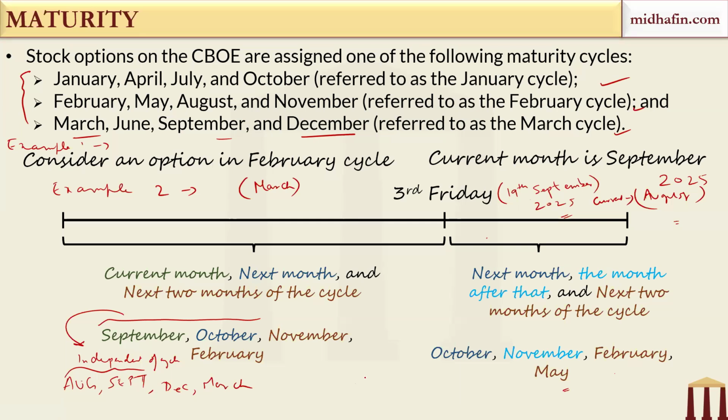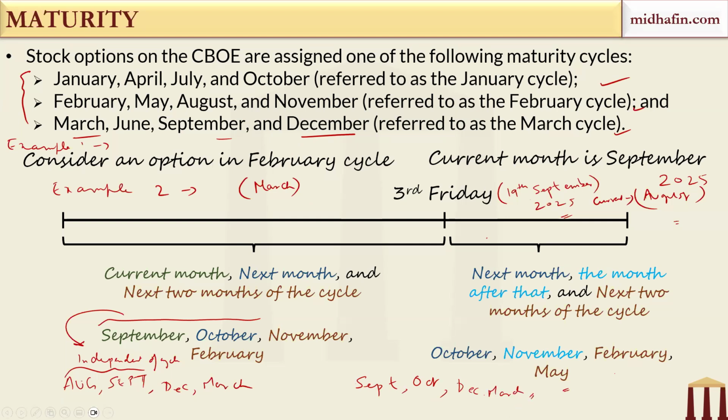So next month, September. Okay. Then the next month after that, October. Okay. And then after October, which are the next 2 months in the cycle? Again, you have December and March.